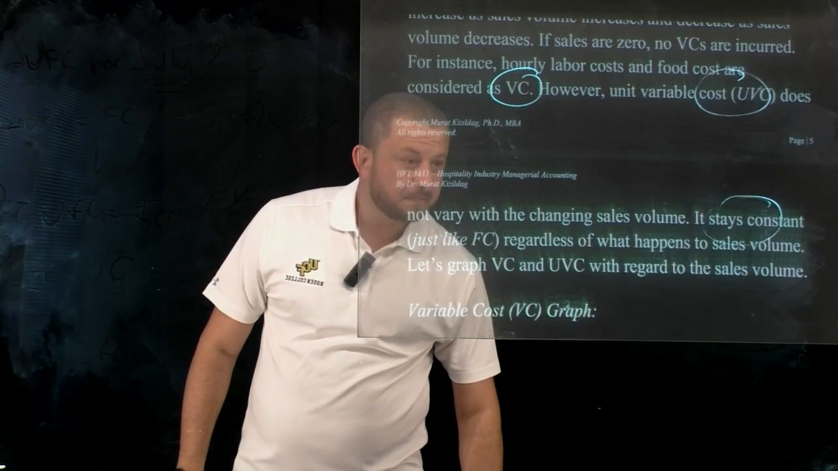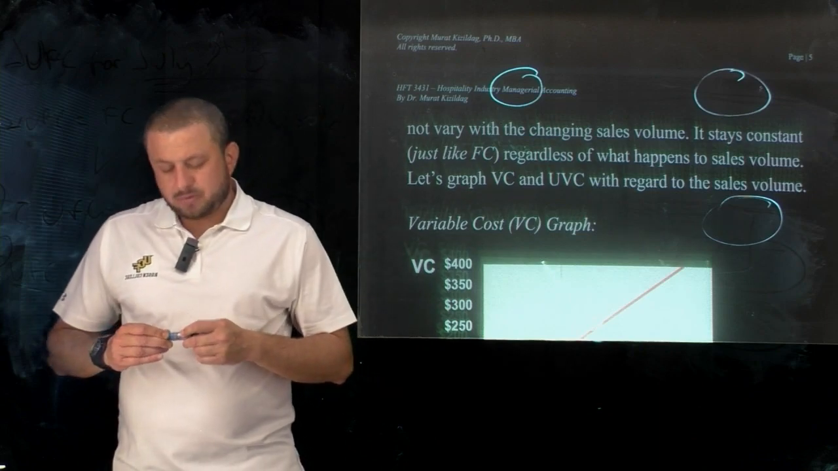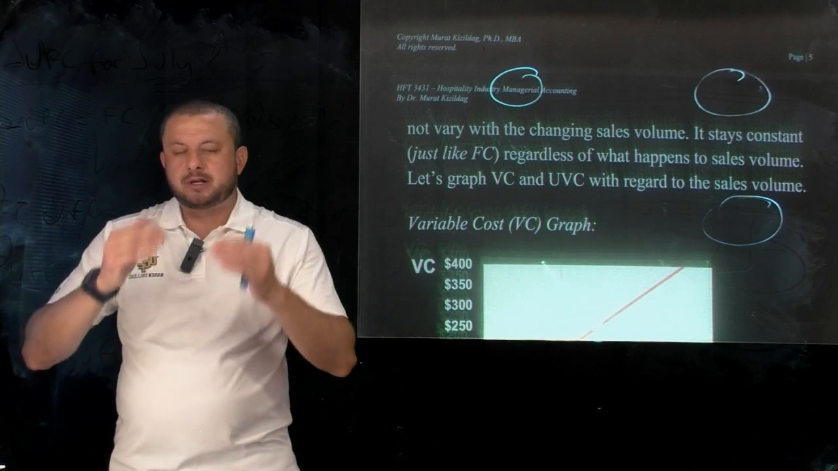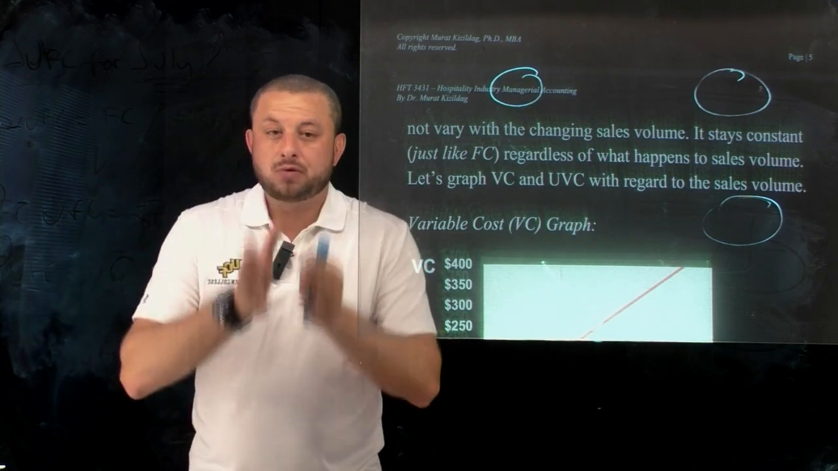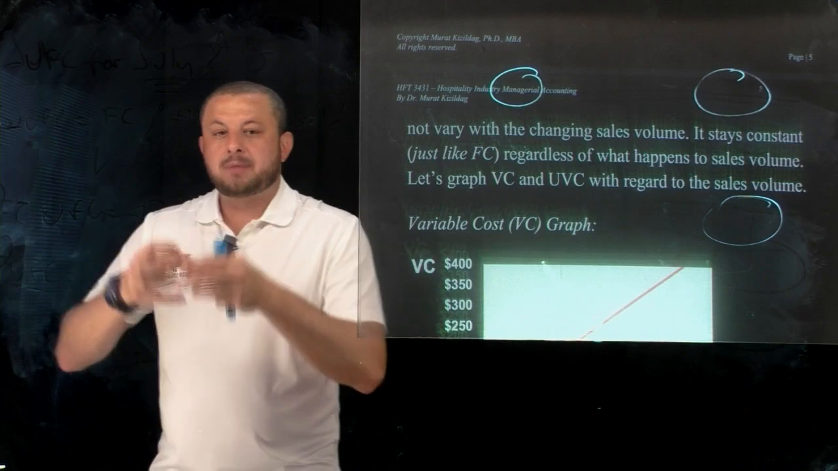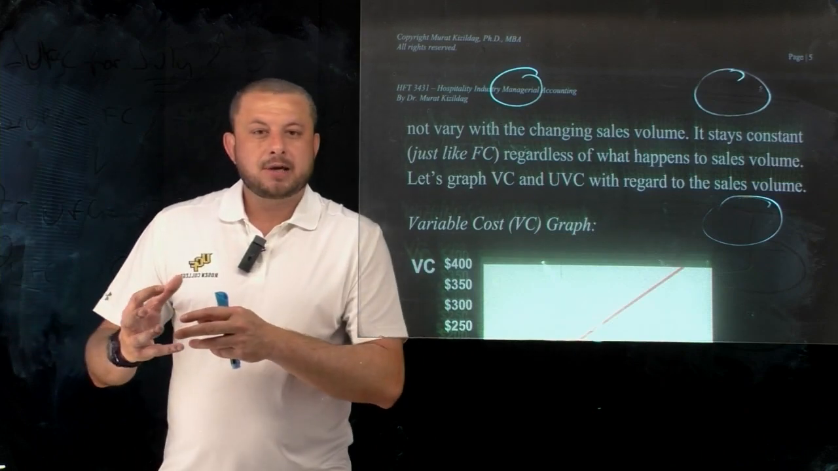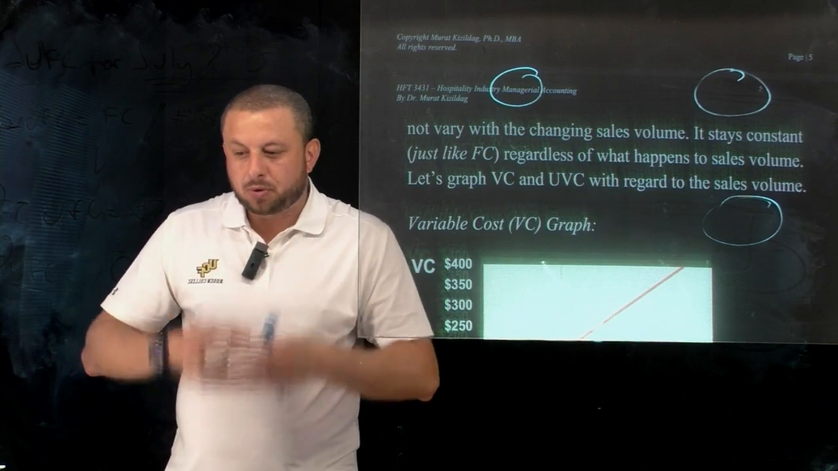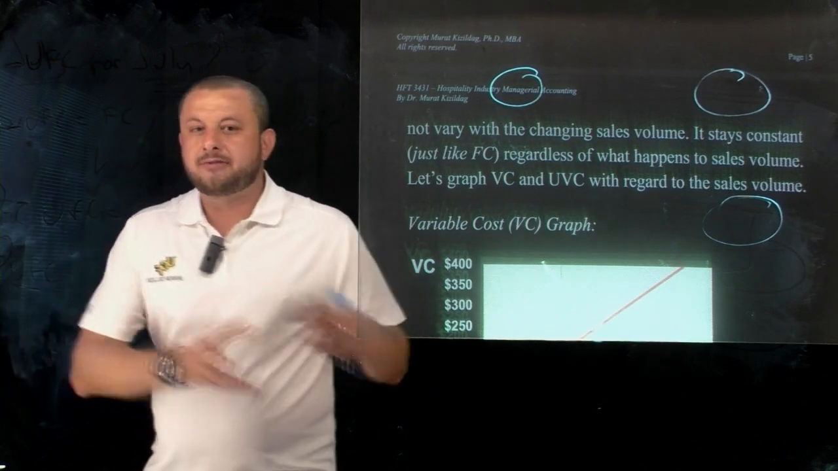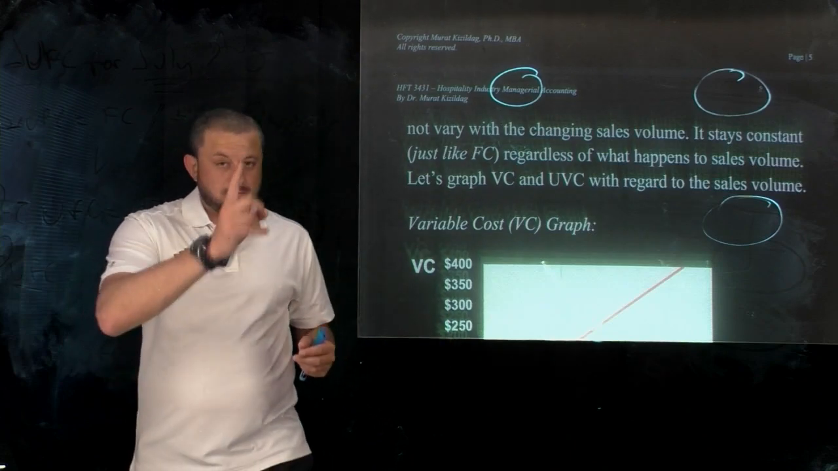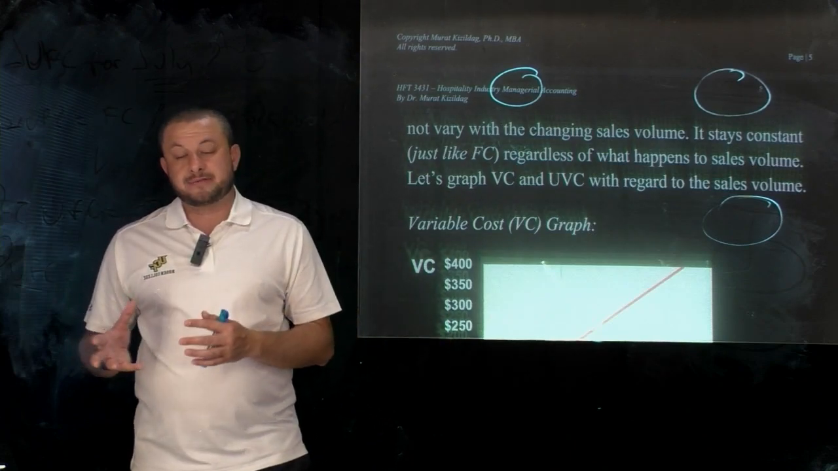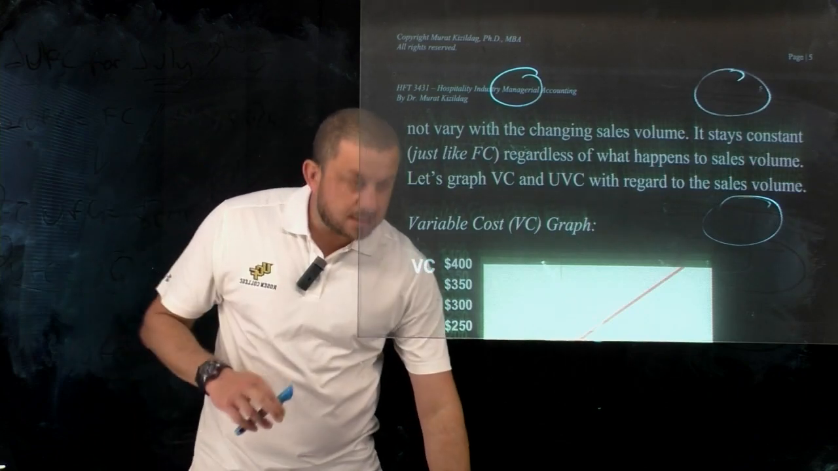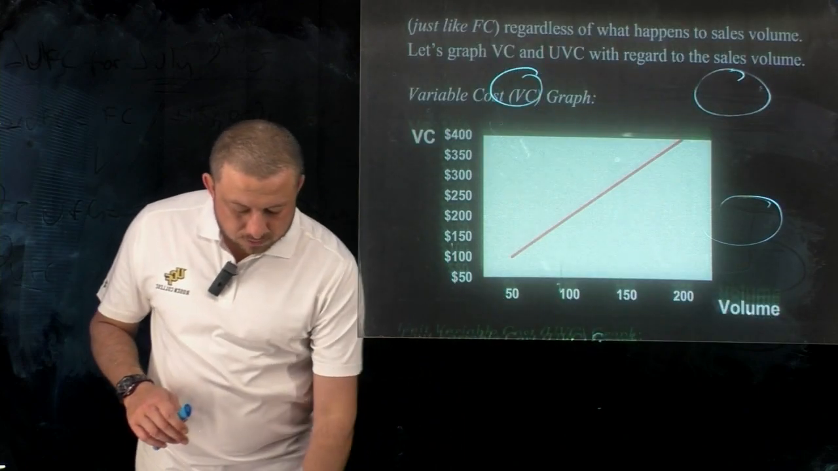Something is happening for VC over here, and for UVC over here, guys. UVC doesn't change with changing sales volume. Why? Because of the specific cost structure that UVC has. UVC is the variable cost per unit, per room, per F&B item, whatever. It just does not change with the changing sales volume because the cost of production of any item is already factored in the calculations. I will show you the graph, and just like we did with FC, I will prove to you guys that UVC doesn't change. So this is my variable cost graph right here.